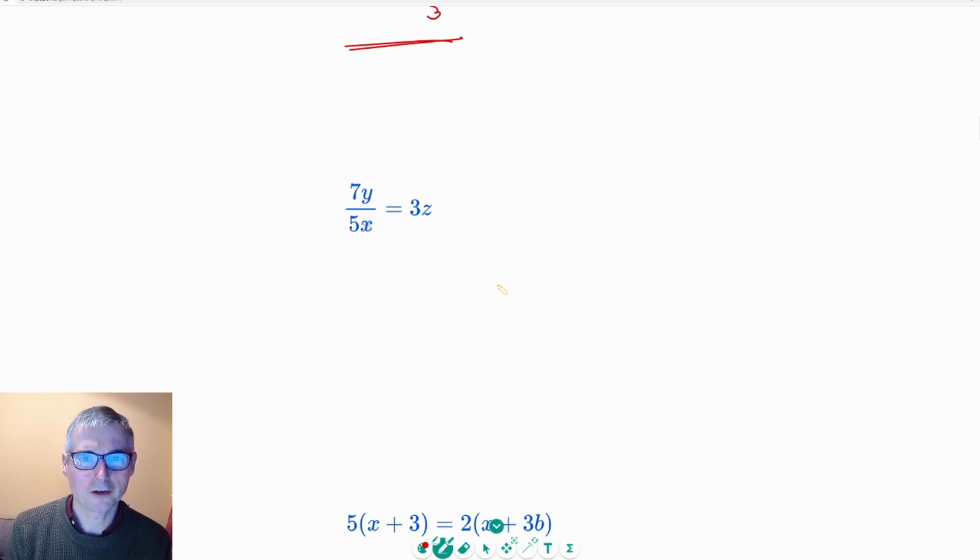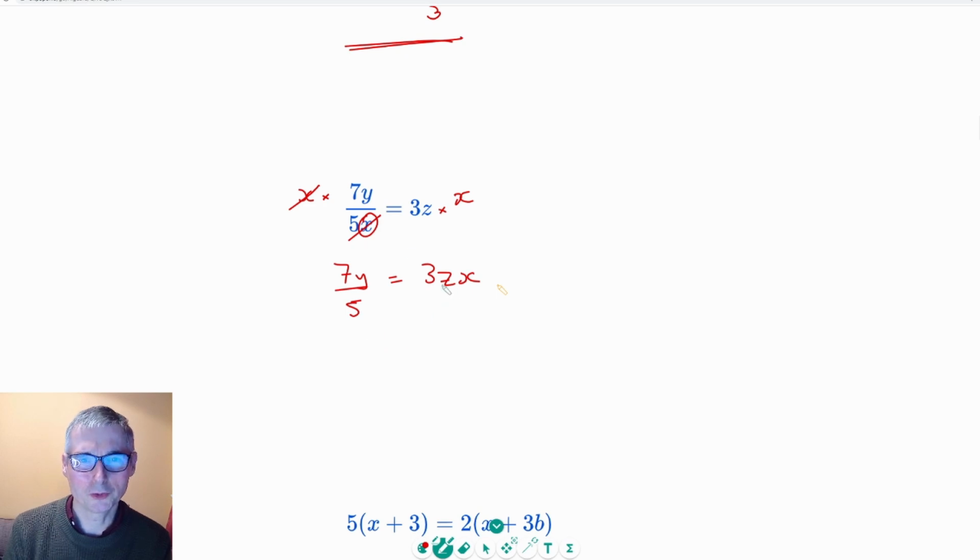In our next example, we've got 7y over 5x equals 3z. So I want to try and get rid of the x on the bottom here, because if I'm making x a subject, it can't be on the bottom line. So what I need to do is first of all times both sides by x, because although it cancels there, if I times the x there, it will appear on the other side. So what I end up with is 7y over 5 equals 3z times x.